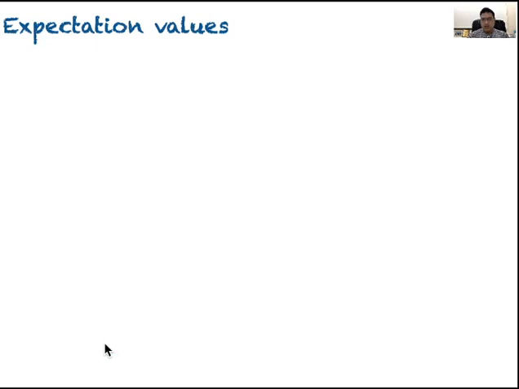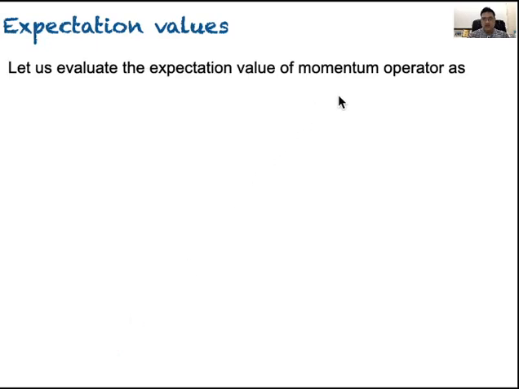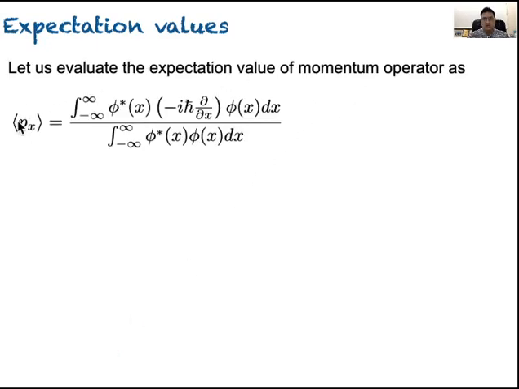Now let's estimate the expectation value of the momentum operator. This is the definition. You have seen in the last class that the expectation value of any operator is defined as the integral of phi star, operator, phi dx, and if your function is not normalized, then you have to divide by the normalization integral. Right now we don't know whether our phi for a free particle is normalized or not. We will see in a moment. So this is the proper definition of the expectation value of the momentum operator.